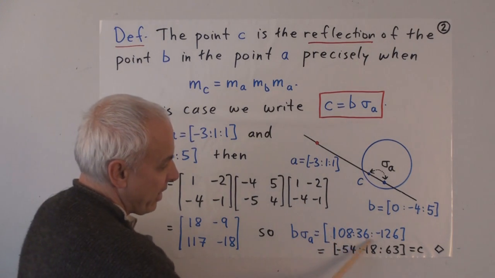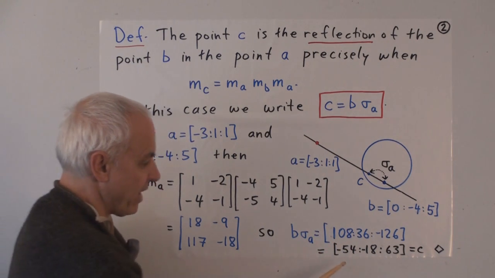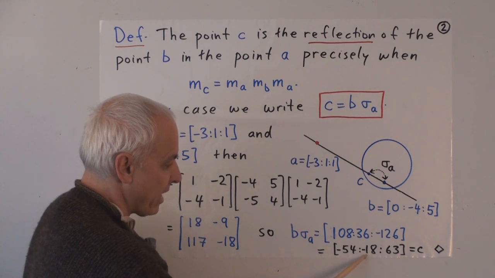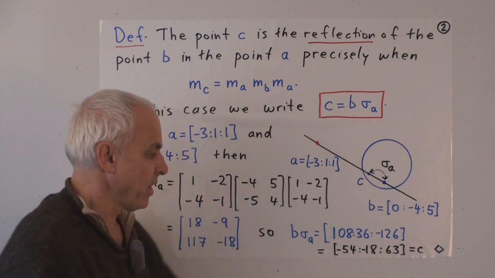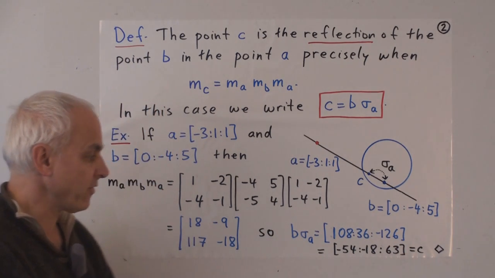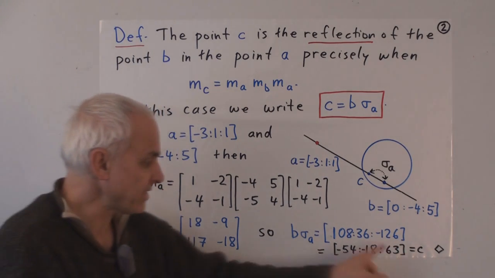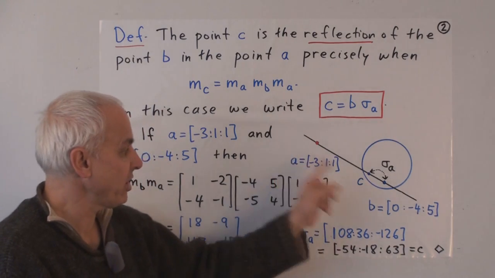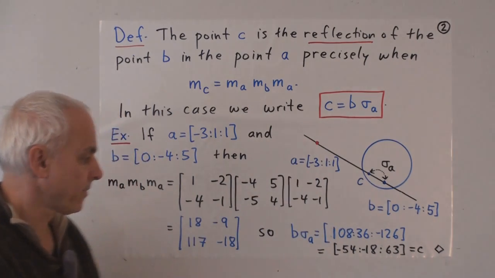And these numbers here have a common factor of 2, which we can divide out. We get minus 54, minus 18, 63, where by convention I try to make the last element always positive. So that's the element C. That's the reflection of B in A.